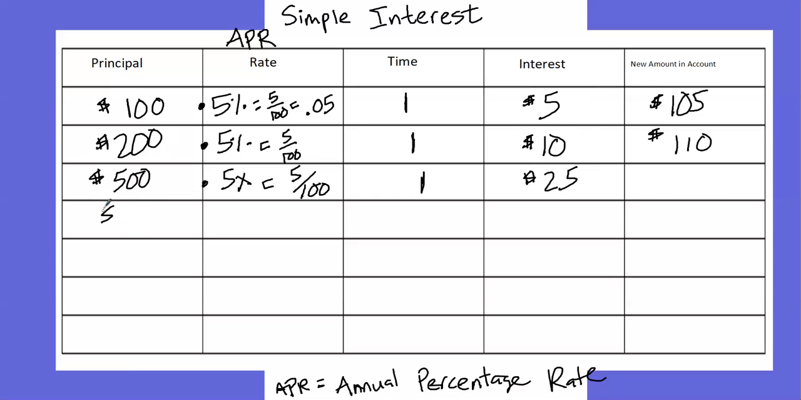Now let me take this first example with the $100 and the 5%. And instead of looking at it in terms of 1 year, what if I looked at it in terms of 2 years?